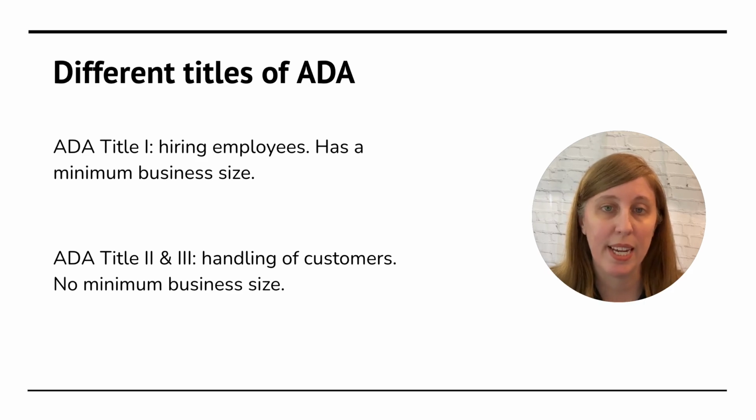When it comes down to the ADA, I get a lot of questions about these titles. Titles are just sections of the ADA. Title I talks about hiring employees. This is the title within the ADA that has a minimum business size. There's a requirement of a minimum number of employees before Title I applies. That is only relevant to Title I.